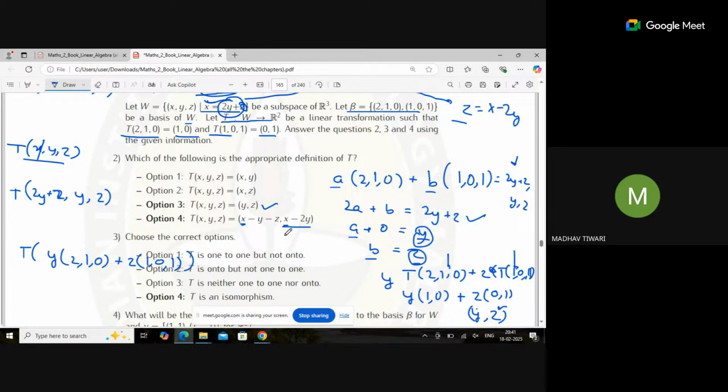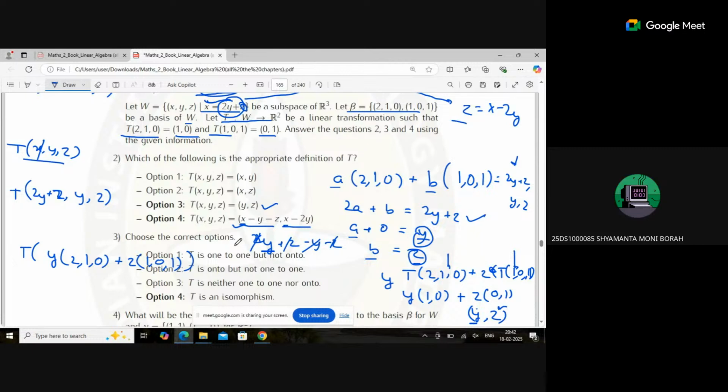Correct. And what I can do, you are aware, what is this? x minus y minus z. In place of x, I can write 2y plus z, so x minus y minus z is equal to 2y plus z minus y minus z. If you compare this, this is nothing but y. Sir, so this option is also correct.